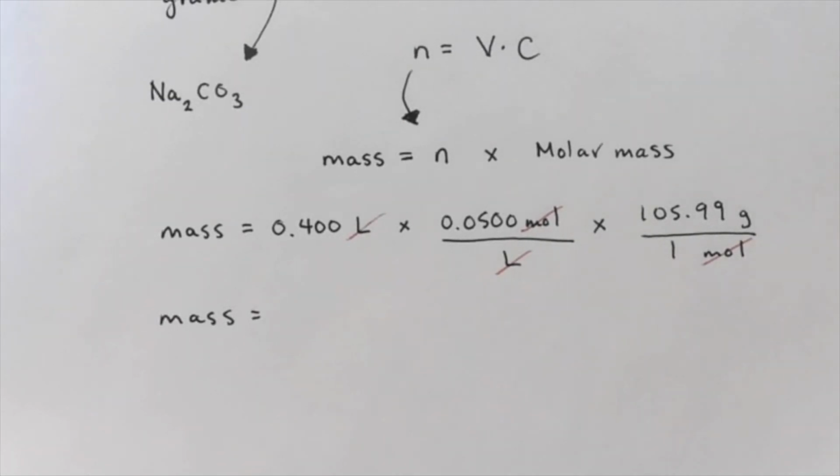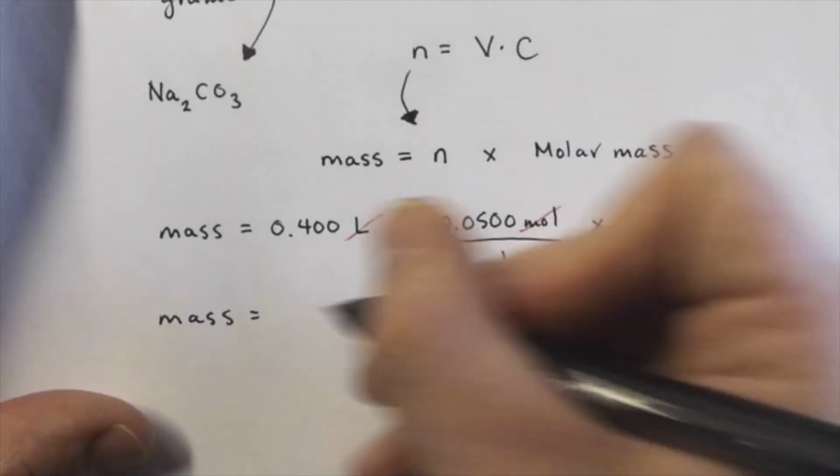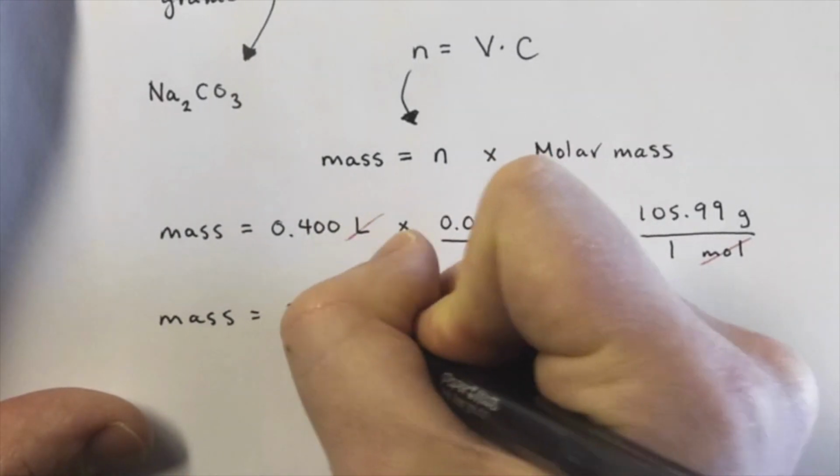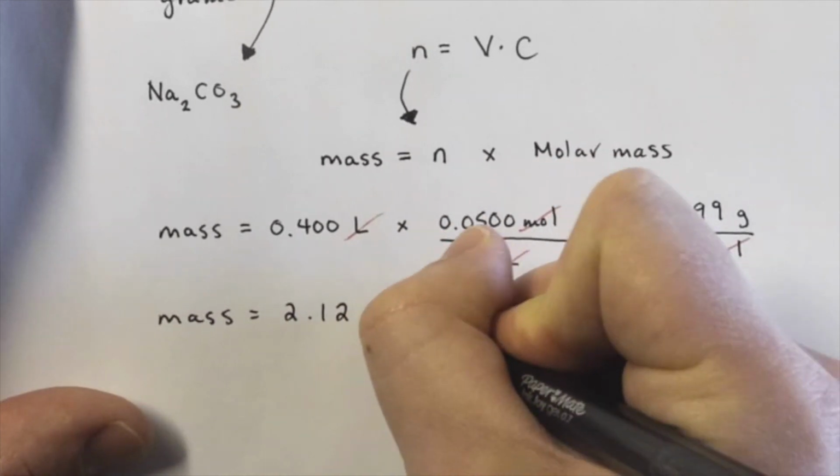And what do we get here? I get 2 how many significant digits? I should have 3 sig digs, it looks like. So this gives me an answer of 2.12 grams.